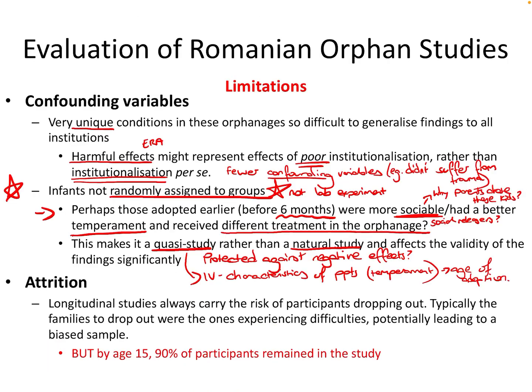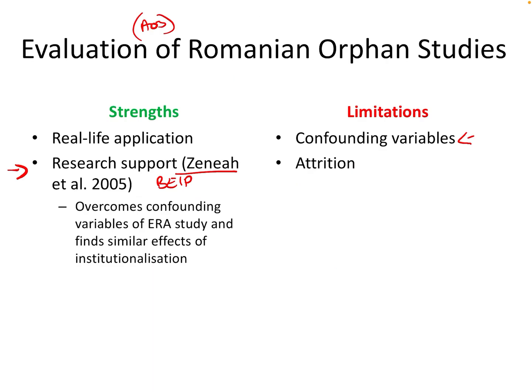Okay, so just going back to the original slide. So we've looked at confounding variables, and then we've looked at how this has been overcome with other research support, which overcomes the confounding variables of Rutter's study and finds similar effects of institutionalisation. So let's have a look now at this point here about attrition.